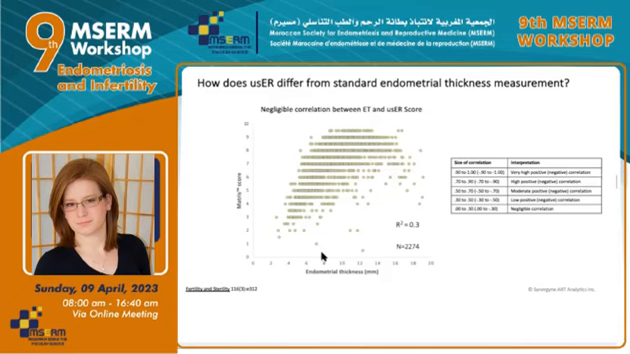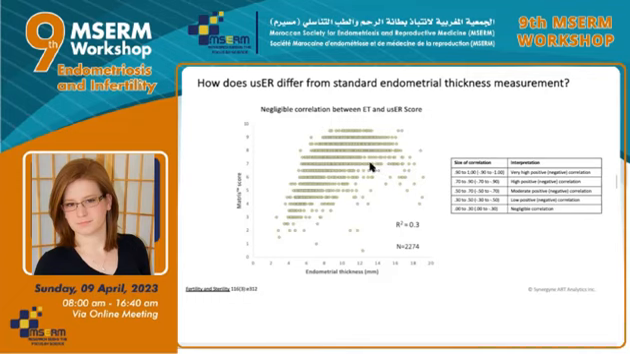So in this graphic here, what we have is a representation of the user score on the vertical axis and its correlation with the endometrial thickness on the horizontal axis. And each spot on this graph represents an individual patient cycle. And where that spot falls on the graph tells us what kind of a user score they received and the endometrial thickness they had that day.